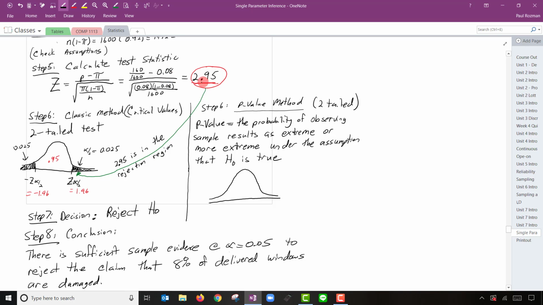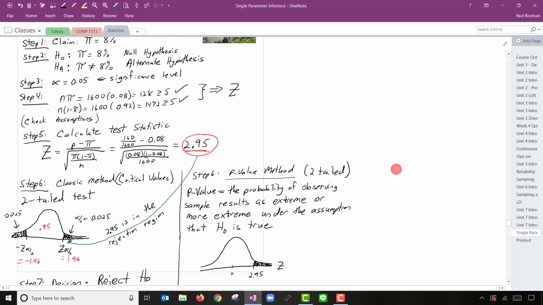So let's find the probability of getting a z-score of 2.95 or higher. So 2.95 would land here on our z distribution. Remember, 0 is in the middle. And that's what this is: the probability of observing results as extreme or more extreme. Well, here's our value. What would be more extreme than that? Well, that would be going to the right, this small area to the right.